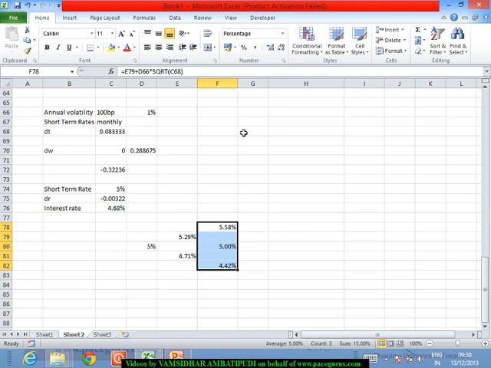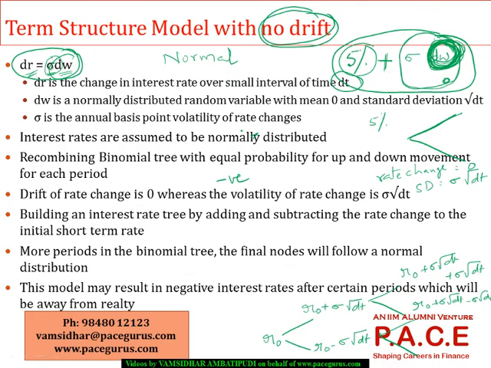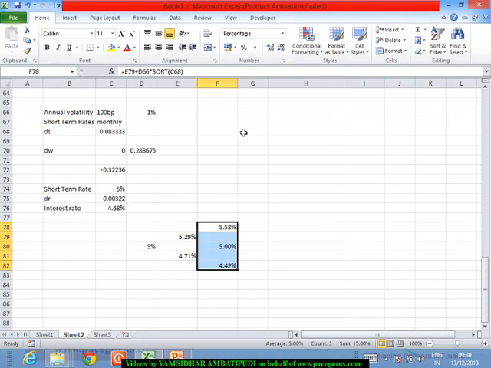I create a tree over n number of periods. We see that the final nodes that are going to come up are going to follow a kind of normal distribution itself. So the negative values that are going to come out, I need to have a mechanism to handle them. Otherwise, this particular term structure model may become completely unusable for doing the valuations or for doing the pricing of the options or any of those things.